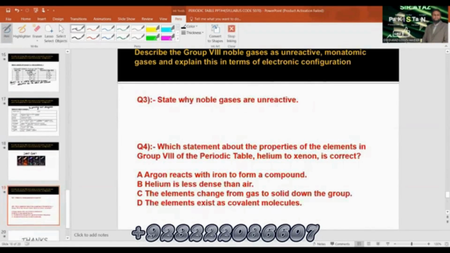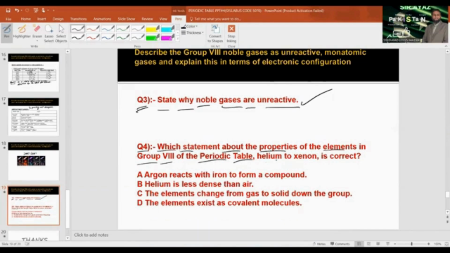Here's a question. State why noble gases are unreactive. I've already explained this. Number 4, which statement about the properties of the elements in group 8 of the periodic table, helium to xenon, is correct? Now I'm reading all these statements one by one so we'll check which of these statements is correct. A, argon reacts with iron to form a compound. This is wrong because they do not react to form any compound.